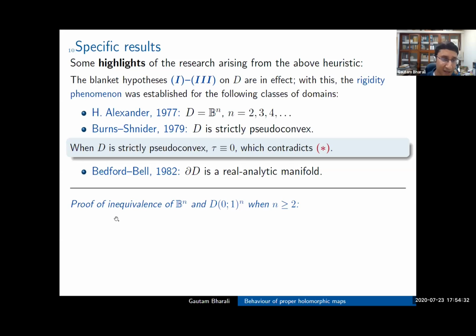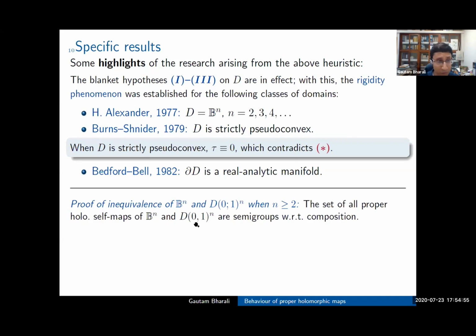You know, they keep saying that a talk should have at least 1 proof. So given the data that you have in this slide, we will be able to prove the inequivalence of the round ball in Cn and the unit polydisk in Cn when n is greater than or equal to 2. And this is how the proof goes.